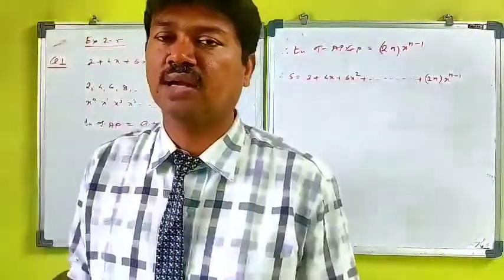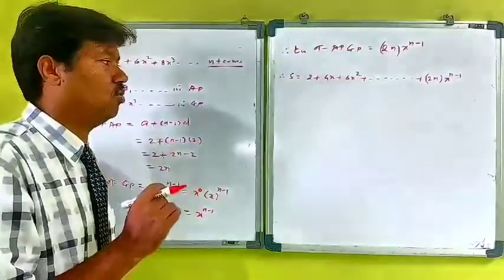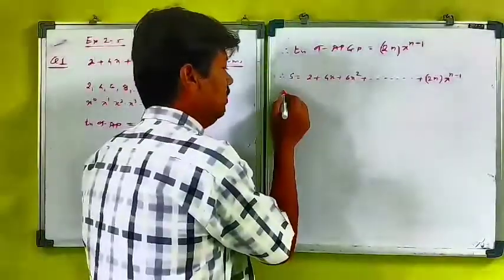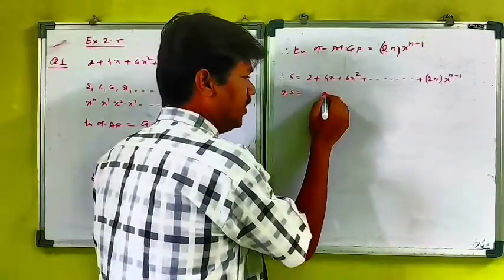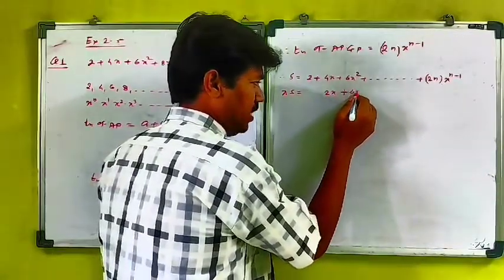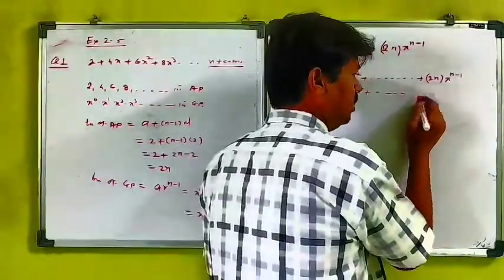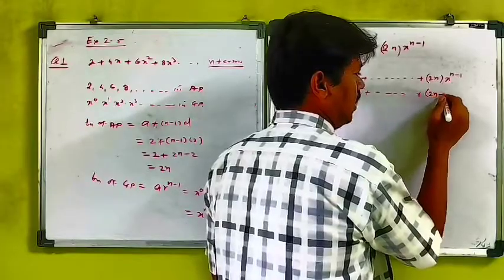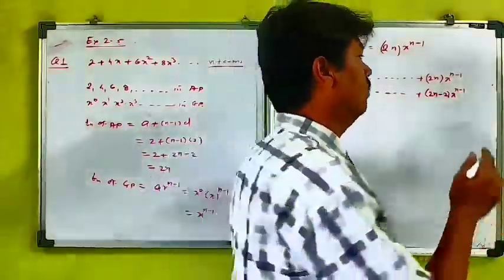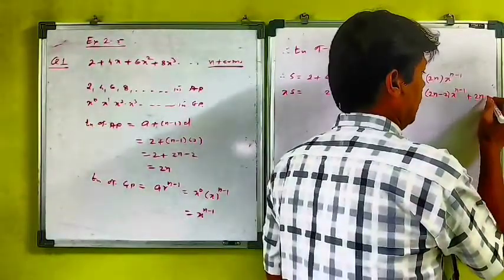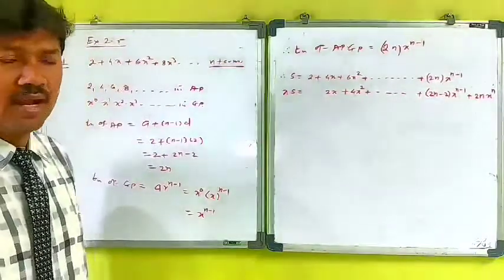The method is you have to multiply S with the common ratio. So we multiply the common ratio, that is x. So x into S. We will not write the first term, we will write here 2x. Next it is 4x squared, and so on. So here, one before the last term will be 2(n minus 1) x to the power n minus 1. The next term will be 2n x to the power n, like this.